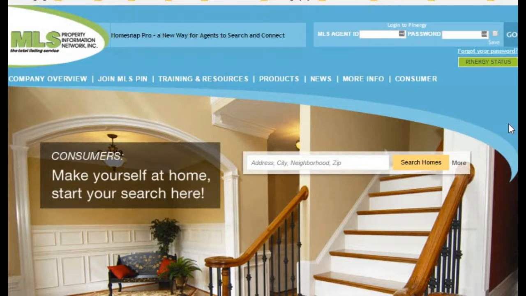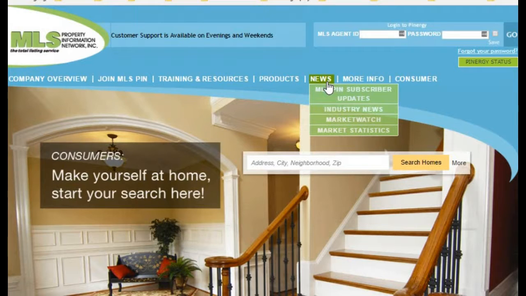Let us now go to MLSPIN. MLSPIN provides us two different types of reports. Under the news section, you will see a link for Market Watch, which is a quarterly market report, and Market Statistics will provide you real-time data for the current month as houses are selling within a particular market. Let us go ahead and click on Market Watch first.